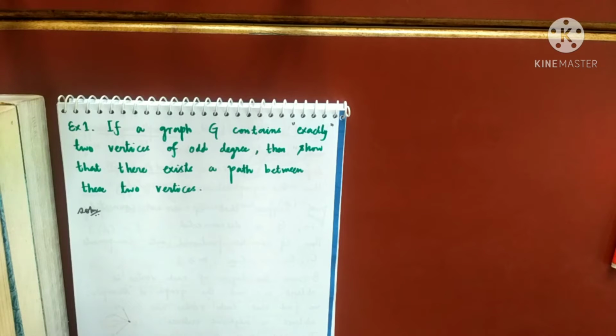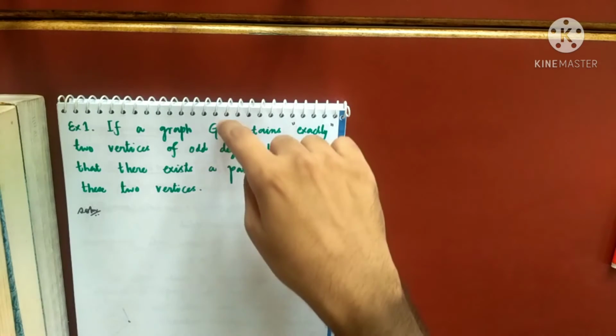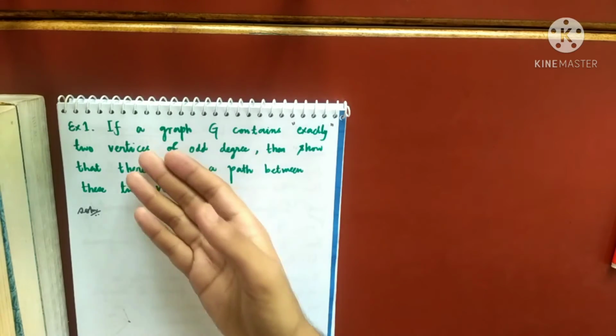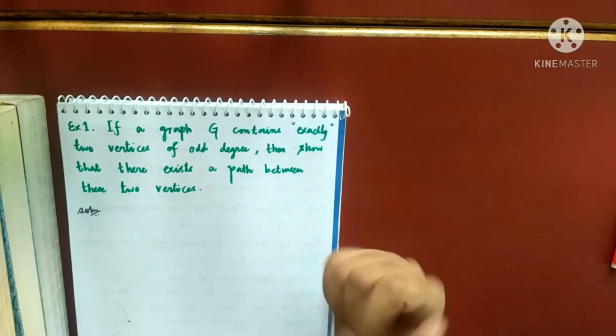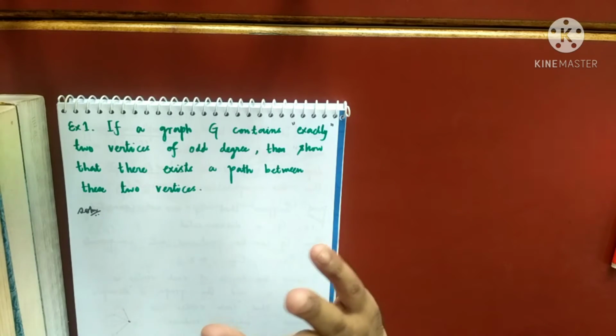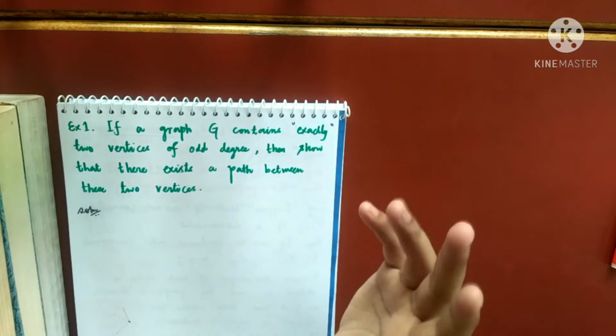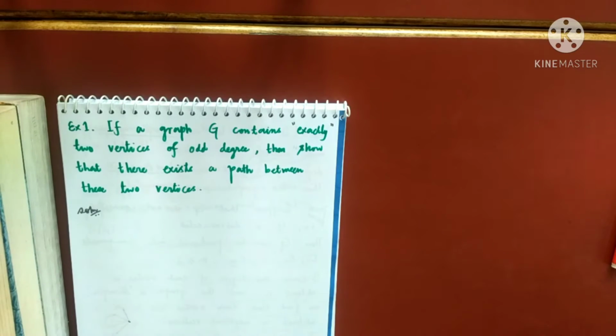Now, if the graph G is connected, it is definitely true. In the question they have not given whether the graph G is connected or disconnected. If the graph is connected, this is very trivial, because there will be a path between any two vertices, so hence between these two vertices as well. So in general we'll do it for when the graph G is not connected. It will have some components, and let's do it.